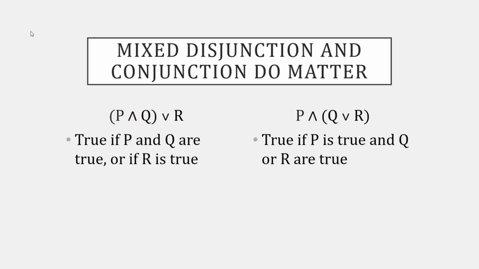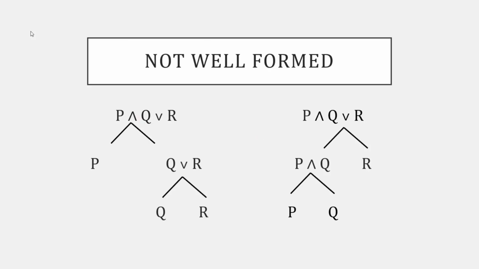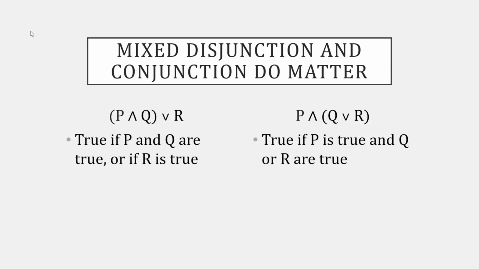So I believe if you don't include any of the brackets, it's just not well formed, right? So you can't just assume that it's the leftmost thing. If it's a mix of ands and ors, don't assume it's the leftmost thing. You have to have the brackets. Okay? So far, so good. Okay.